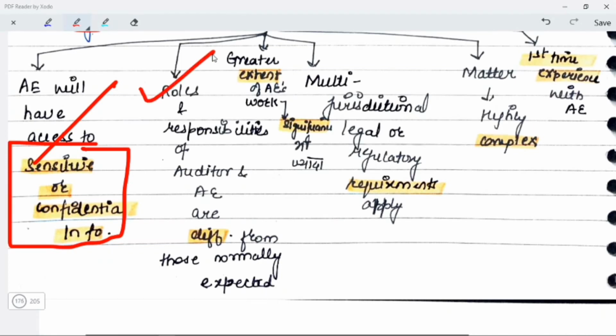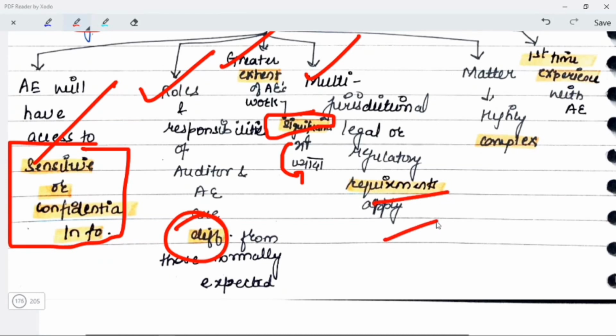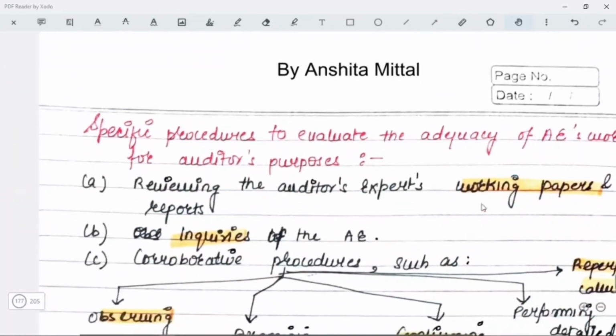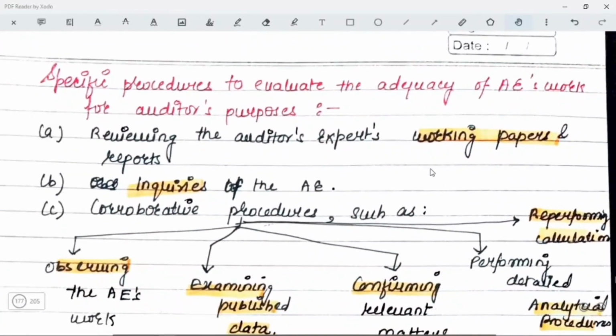Next, roles and responsibilities of the auditor and the auditor's expert are different from those normally expected. Obvious है. The greater extent of auditor's expert work, significance अगर ज़्यादा है तो definitely there is a need कि आपको written agreement कर लेना चाहिए, and that should be detailed. Multi-jurisdictional legal and regulatory requirements apply, or the matter is highly complex, or you are having the first experience with the expert, so you don't have any prior experience. तो definitely एक बार पहली बार जब किसी के साथ काम कर रहे हो, you don't know whether he, how much professional he is in his work, so definitely you should have a detailed and written agreement with him.